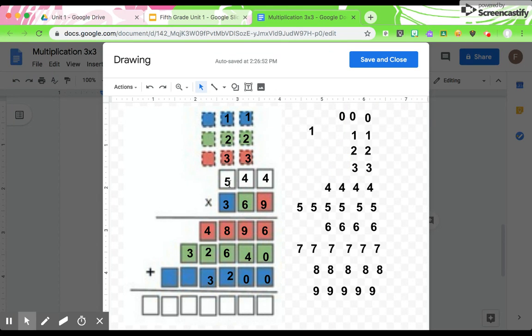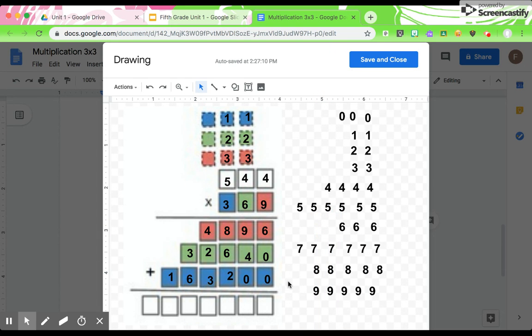And last but not least, I have 3 times 5, which is 15, plus 1 is 16. And notice there's no more digits left, so I brought my 1 right down here in my hundred thousands place. So now I have my 1, and my 6 is going to go in my ten thousands place.